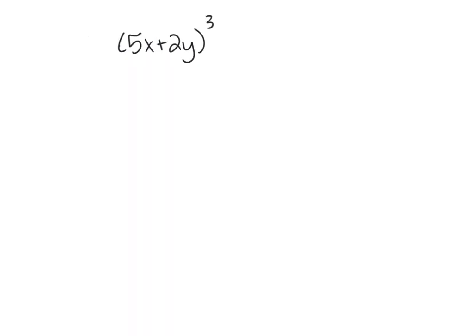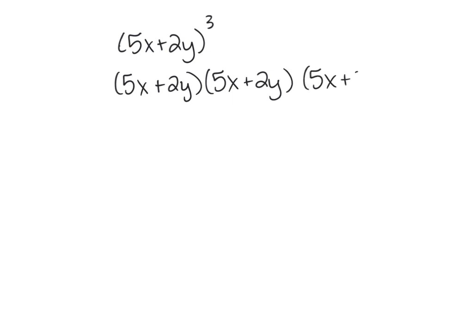Let me get back. An extension of that extended multiplication would be things like where you had multiple parentheses. So here we have 5x plus 2y to the cube, or to the third power, or cubed, and that just means that we need to have this multiplied out 3 times. I will first multiply the first two together, and then I'll take that result and multiply by the last one. You can only multiply 2 at a time.